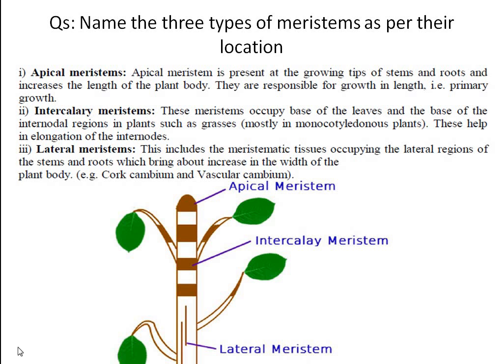Hello students, good morning. Now we are going to learn the three types of meristems as per their location in the plant.